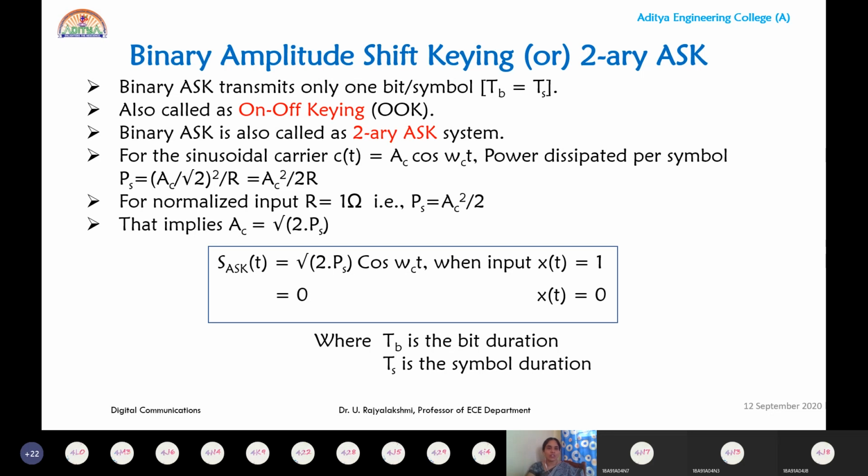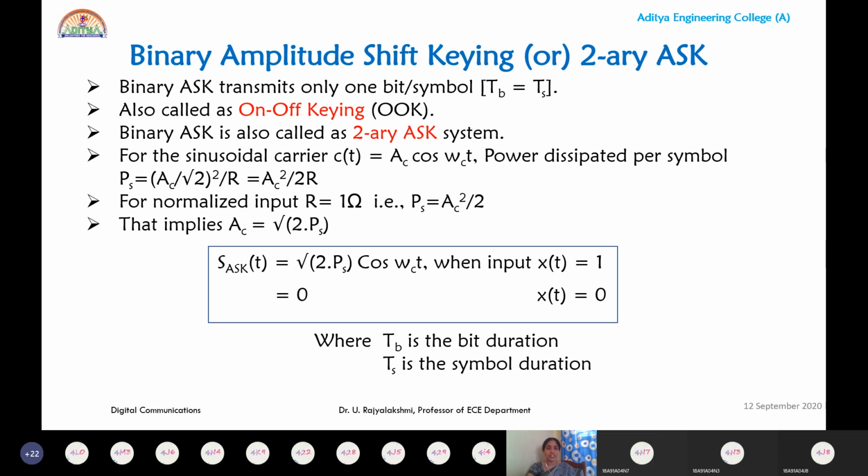Remember these 2 points. And also remember the expressions for ASK. When x of t is equal to 1, it is directly AC cos omega ct. And you can replace AC as root 2Ps. You can represent the amplitude of carrier in terms of power dissipation, power dissipated per symbol. Okay, so let us move to the next slide.